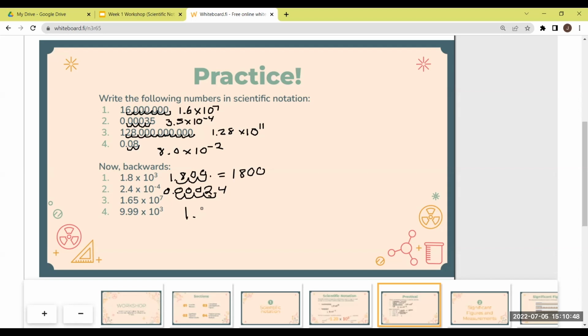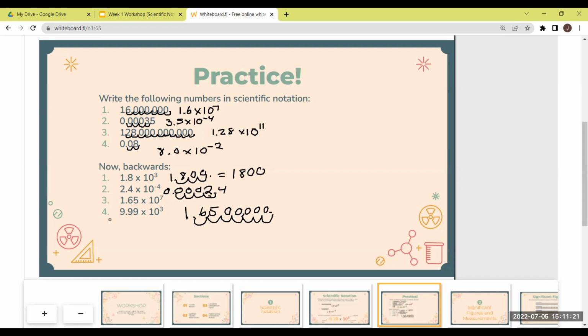This next number, 1.65 times 10 to the 7. So I'm going to write 1.65. And I'm going to move the decimal place to the right 7 places. So I'm going to do 1, 2, 3, 4, 5, 6, 7. I'll put the decimal here and then put all these zeros in between. And so this number is representing 16,500,000.